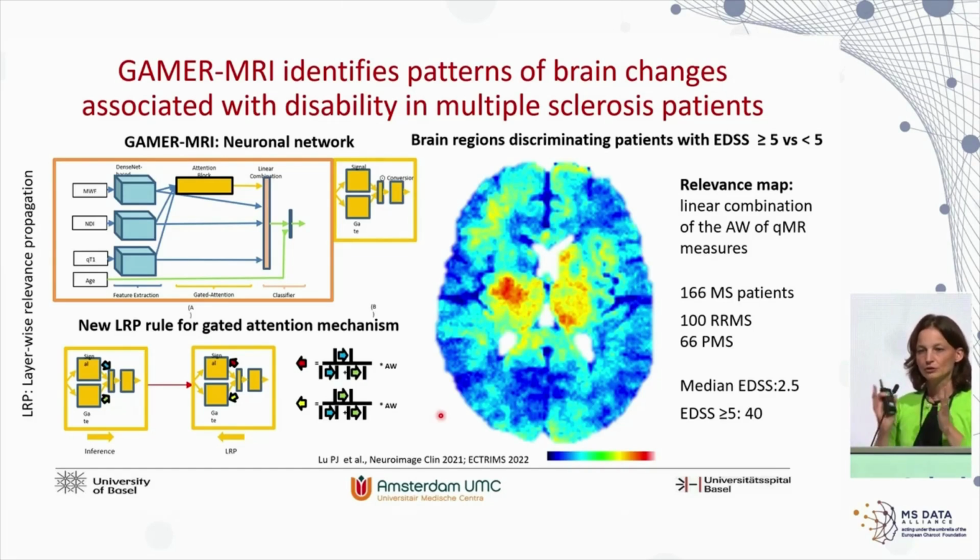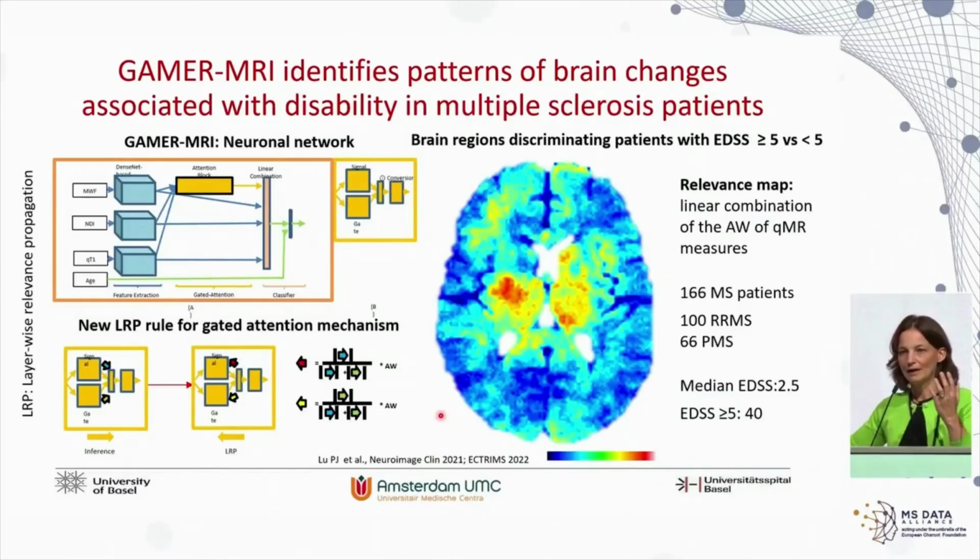So we wanted to differentiate patients that had a certain level of disability, greater than or equal to 5 EDSS and less than 5. To do that, we applied this Gamer MRI, these new LRP rules. We combined the weightings of the different measures that we used, and we obtained this map, which gives you the importance, based on these weightings, of the different measures in relationship to discriminating these two types of patients.